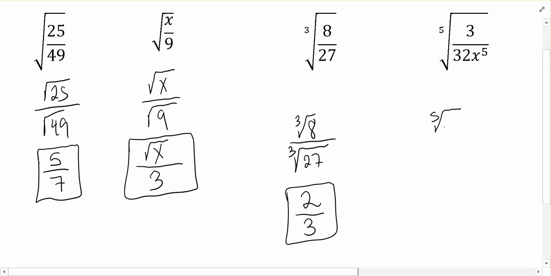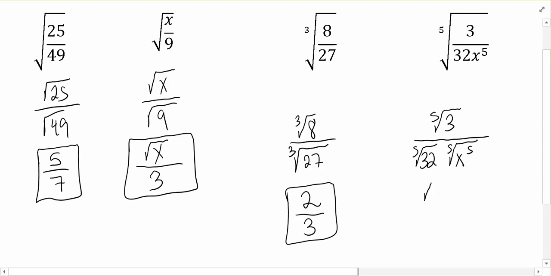We could write this as the fifth root of 3. Now on the bottom we could take the fifth root of all of that, but also remember that we had the product rule that says I can take the fifth root of the 32 and the fifth root of the x to the fifth separately as well.